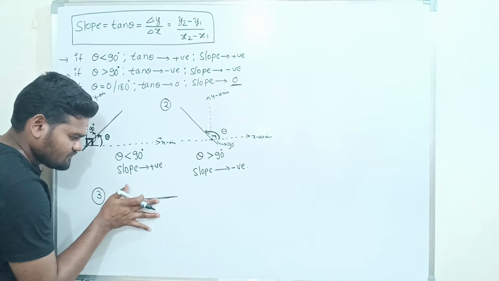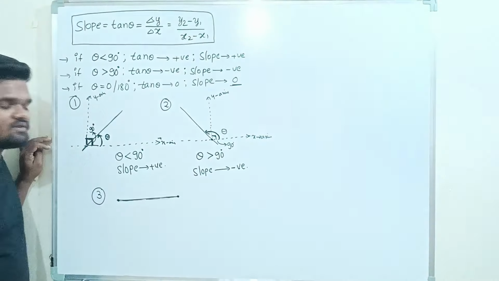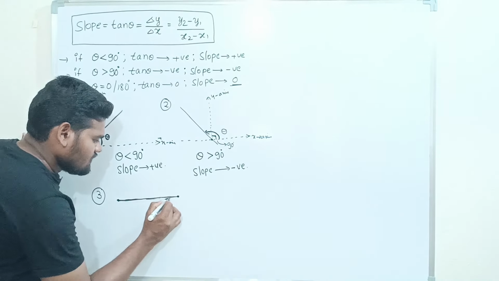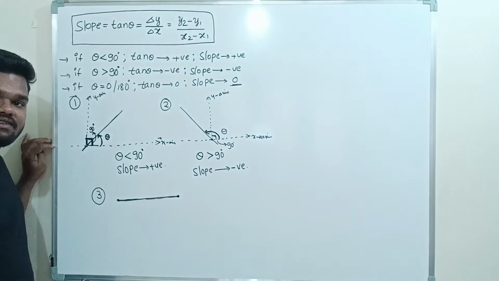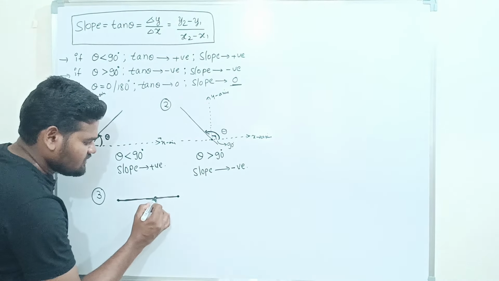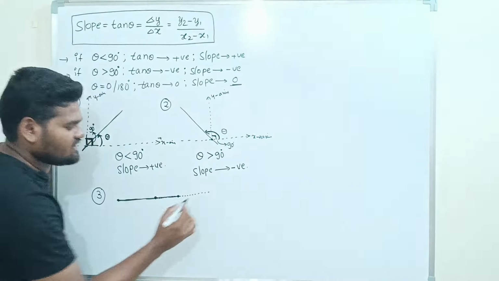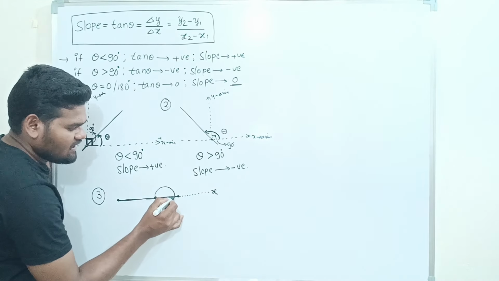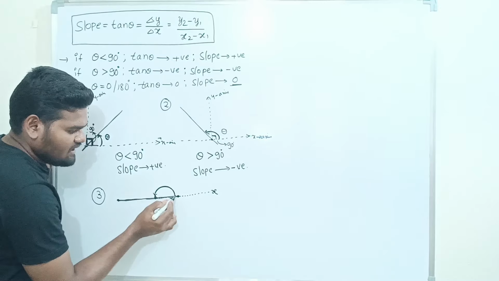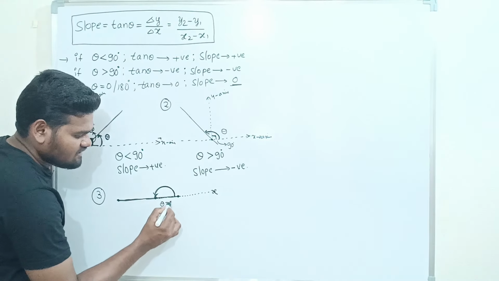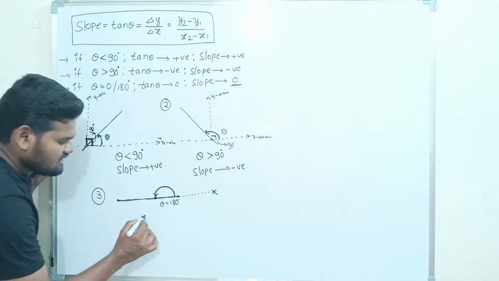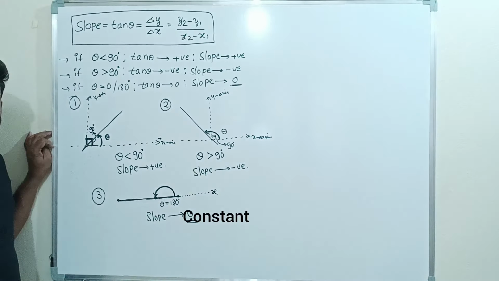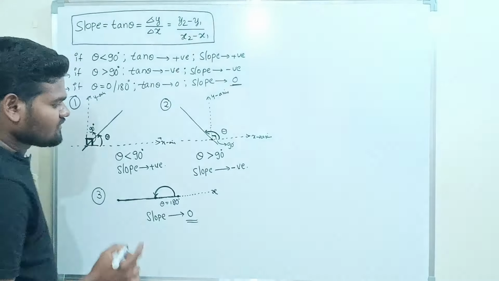If the slope is like this, then what we have to do? We have to draw the positive x-axis on any point on the slope. So from this point, I wanted to draw the positive x-axis. So this is what? Positive x-axis. Now this line and this positive x-axis, angle between them, draw in anti-clockwise direction. So in anti-clockwise direction, what is an angle theta? 180 degrees. Then slope is what? 0. Is it clear?